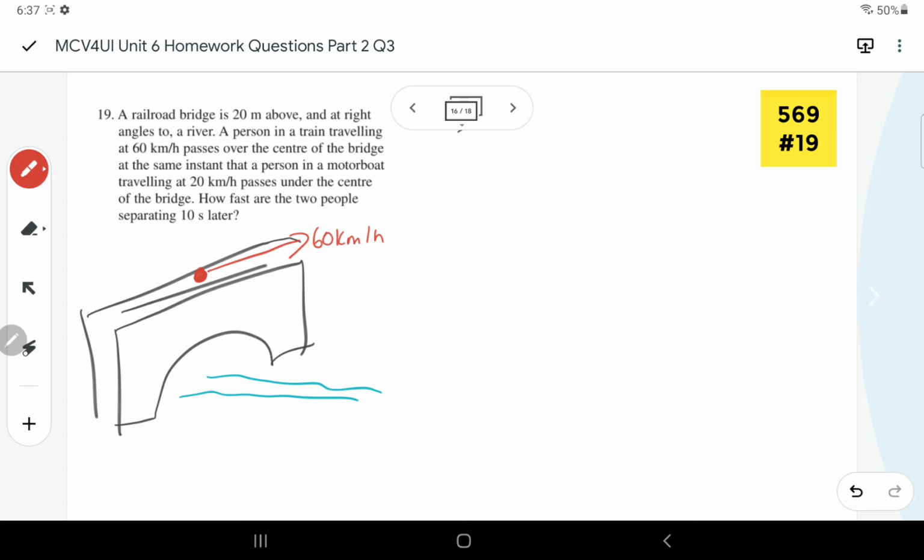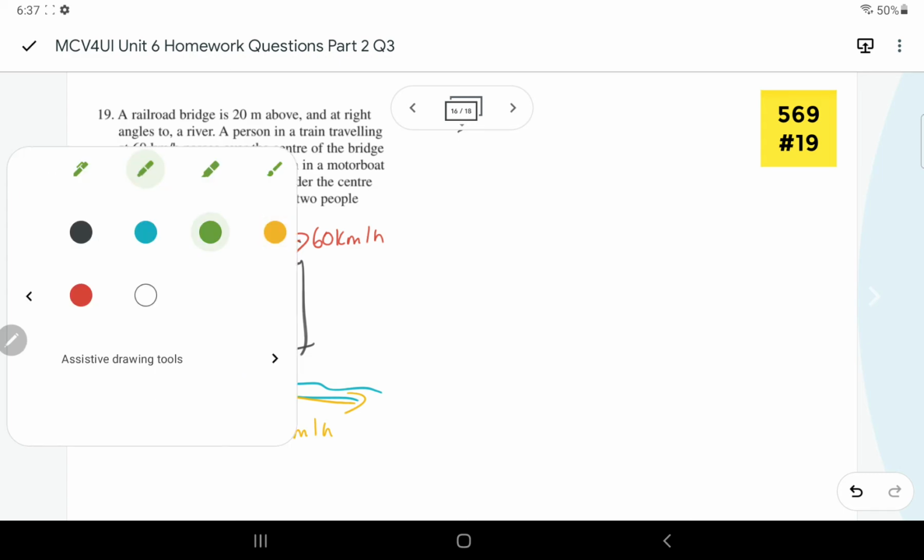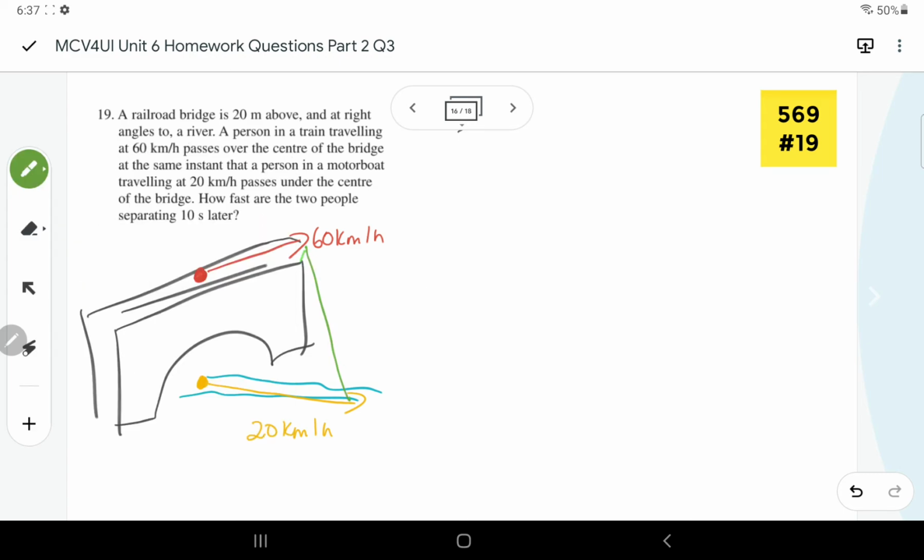And they are passing over a person in a boat. What color should our boat be? Maybe the boat's yellow. And the person in the boat is traveling 20 kilometers per hour. And we want to know, how fast are the two people separating? How fast is the distance between them getting bigger after 10 seconds? So what we're going to have here, this is kind of reminiscent, I think, because there's a 20-meter height there.